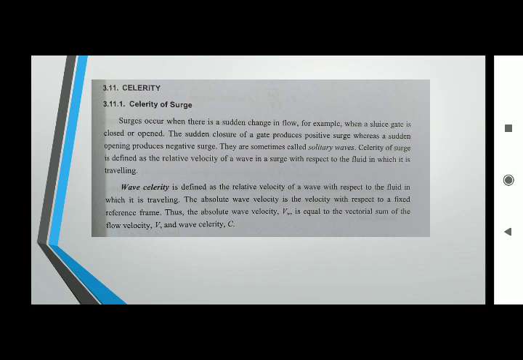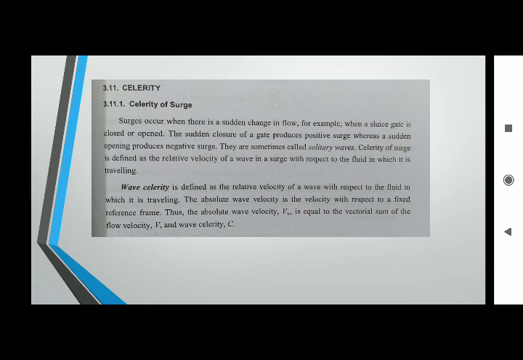I discussed that surge and wave are both the same. Waves are formed due to winds, but here the surge is produced due to sudden opening or sudden closing of shutters or sluice gates. Wave salinity is defined as the relative velocity of the wave with respect to the fluid in which it is traveling. It is nothing but relative velocity.